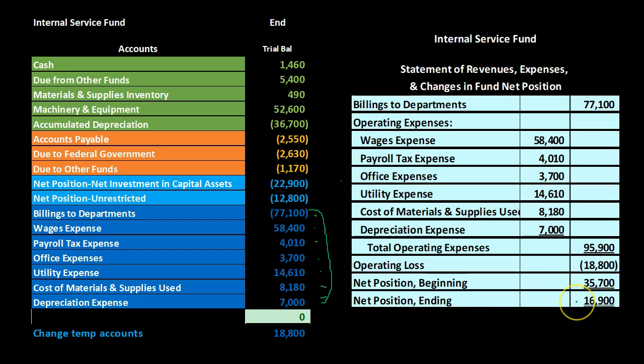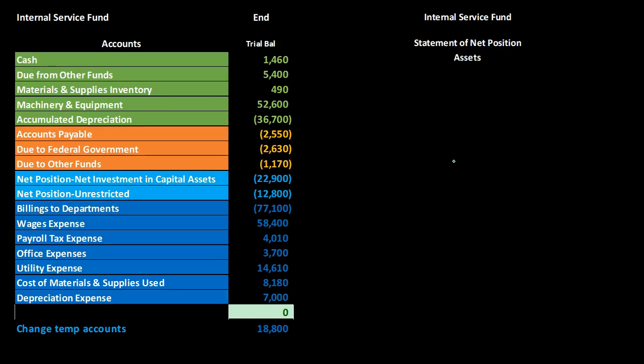This then is what would be similar to the equity section, net position section, on what would be similar to the balance sheet statement. So we've basically tied back into the balance sheet kind of statement from the statement of revenues, expenses, and changes in fund net position, the income statement type of statement. Now let's take a look at the balance sheet type statement. That's going to be the statement of net position. So we've got the statement of net position for the internal service fund.